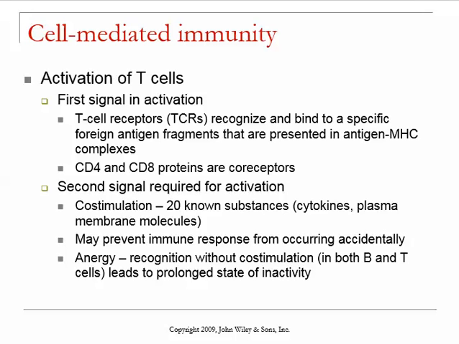But that's not enough. That first signal just says, okay, we've identified a problem. The second signal is called a co-stimulation. And it's basically chemicals, cytokines or various things, that are released by cells called helper T cells that basically give permission. They say, yes, we recognize that this is a problem, and therefore it needs to be dealt with. Go ahead and kill.